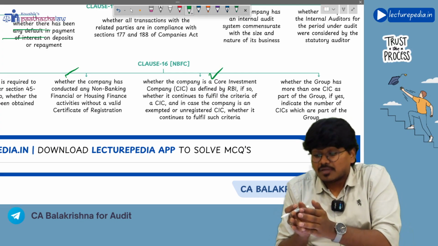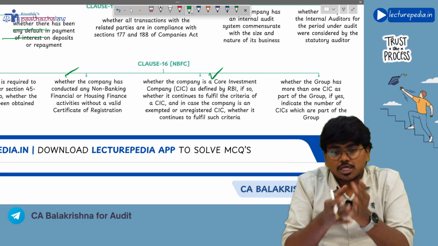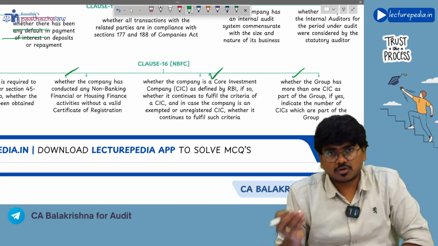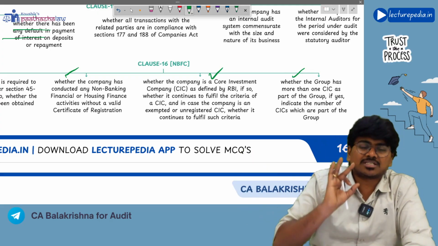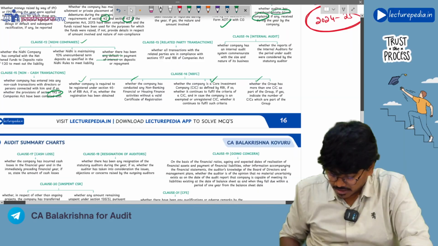And in case the group of companies has more than one core investment company, you will state the fact that this group has more than one core investment company. How many core investment companies there are, you will specify. Understood? That is clause 16.